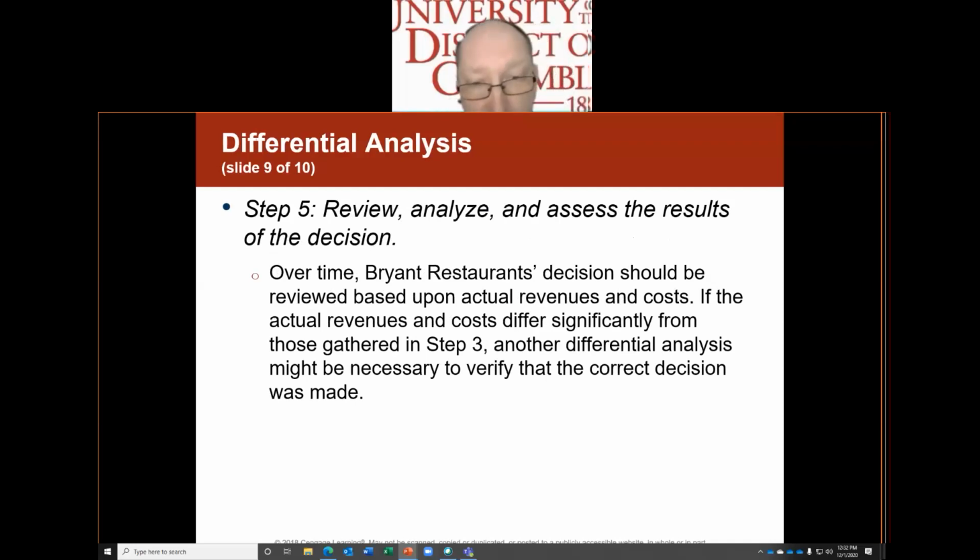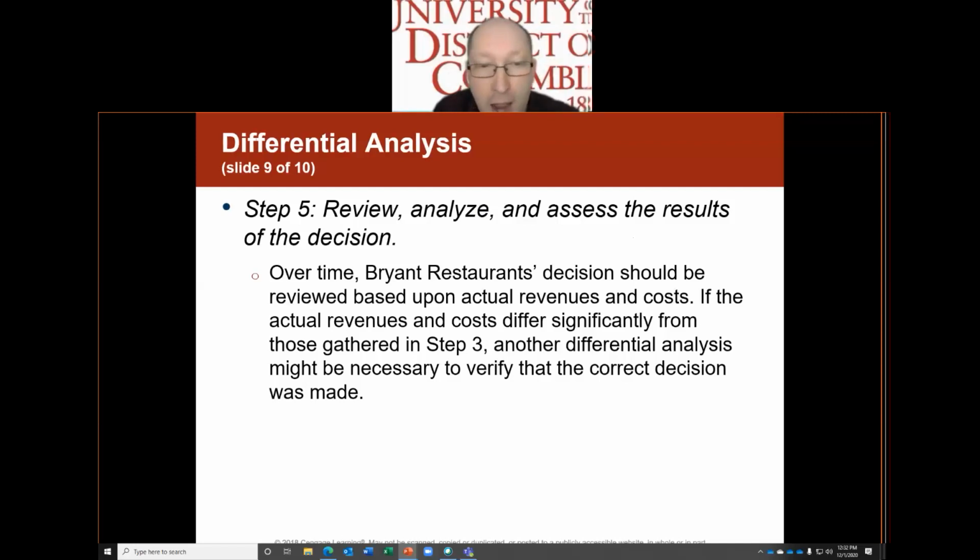Step 5 is review and analyze and assess the results of my decision. So over time, the company should look at that decision and identify whether it was the right decision or not. So year 1, did it make me an additional 15,000? Year 2, did that change? Did my cost change? Did my revenue change? Year 3, I compare it to year 2. I compare it to year 1.